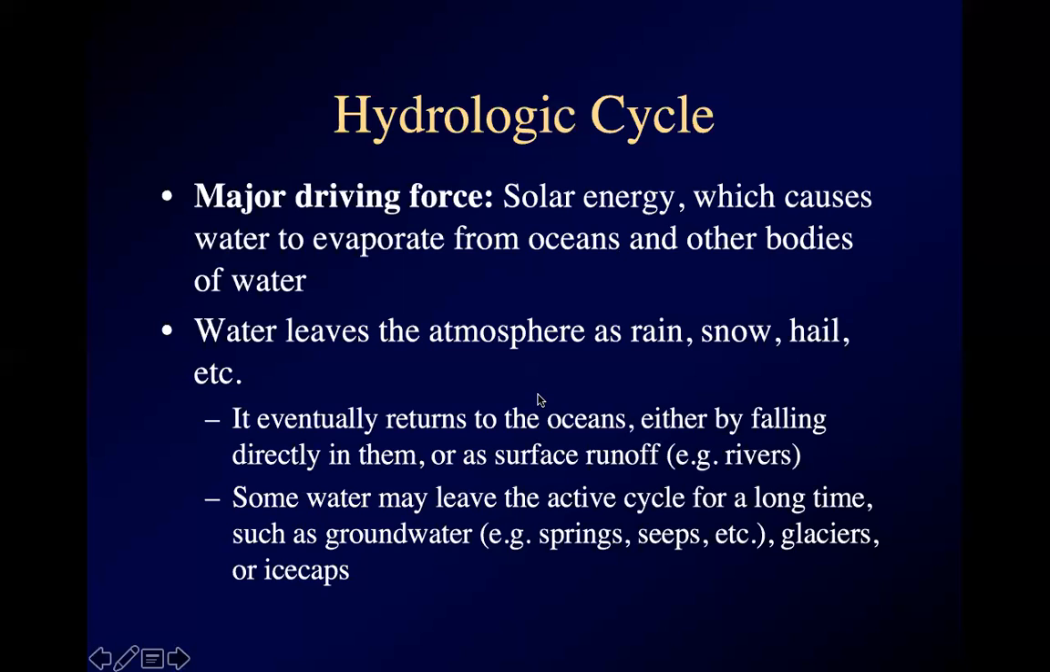And rain, of course, may either fall right into the oceans, or it may fall on land and end up running into ditches, which run into creeks, which run into rivers and lakes, which eventually run into the oceans. You can get water that ends up frozen for a long time, as in the polar ice caps, or that sinks underground in the form of groundwater, the water that supplies springs and wells and things like that.